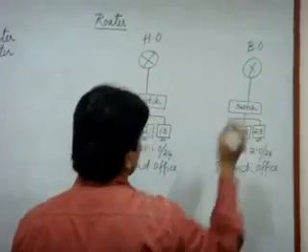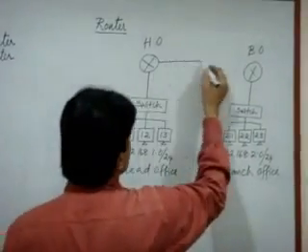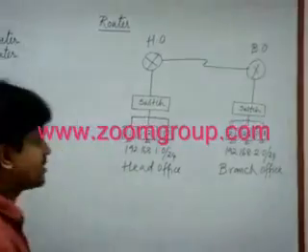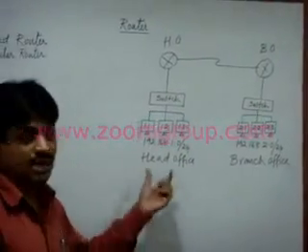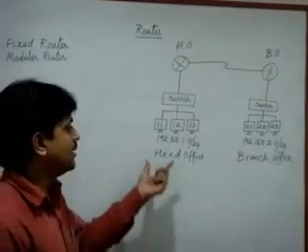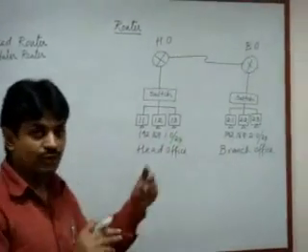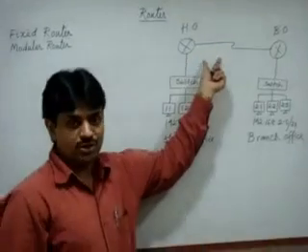We have to connect these two LANs, and then we have to connect these two routers through some WAN link. We'll see in detail what types of WAN links are available. So like this we can connect one office to another office with the help of routers.